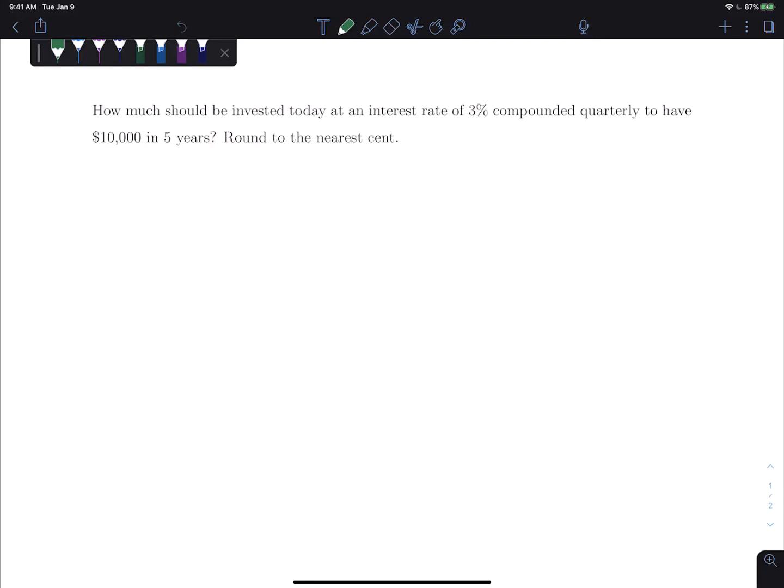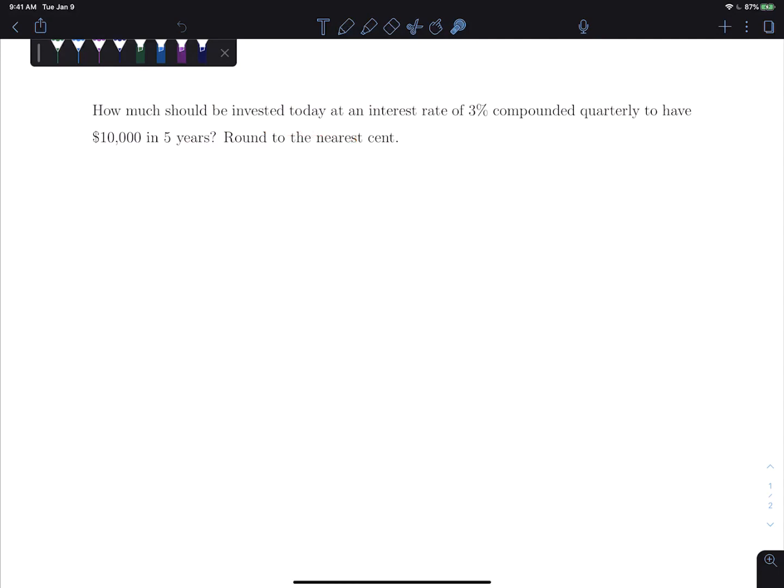Hello. In this video, we're going to go ahead and look at solving another compound interest question. How much should be invested today at an interest rate of 3% compounded quarterly to have $10,000 in 5 years? Round to the nearest cent.